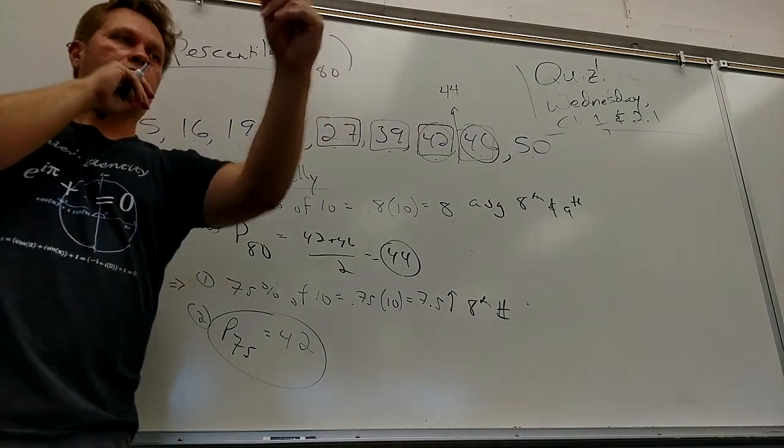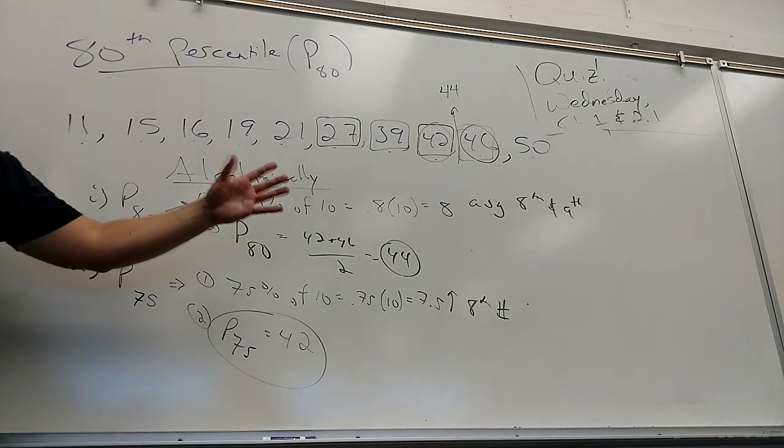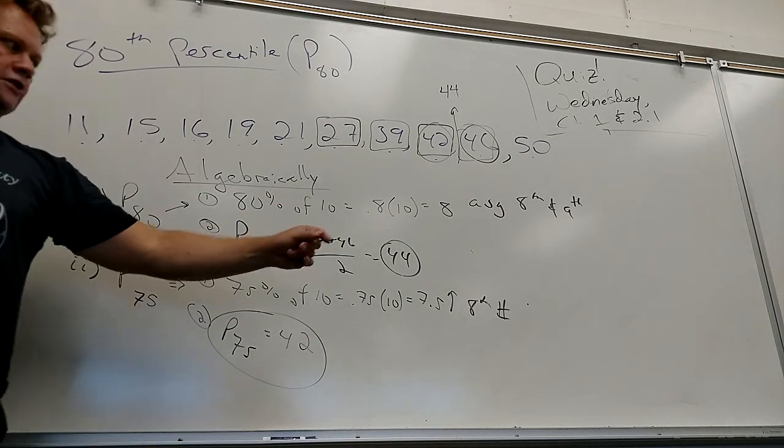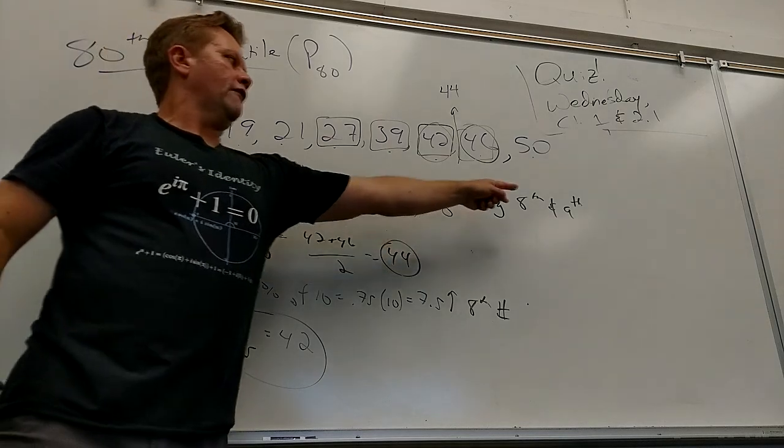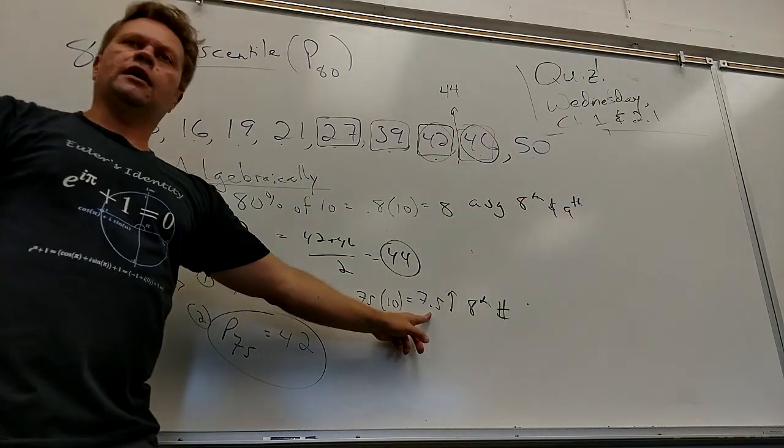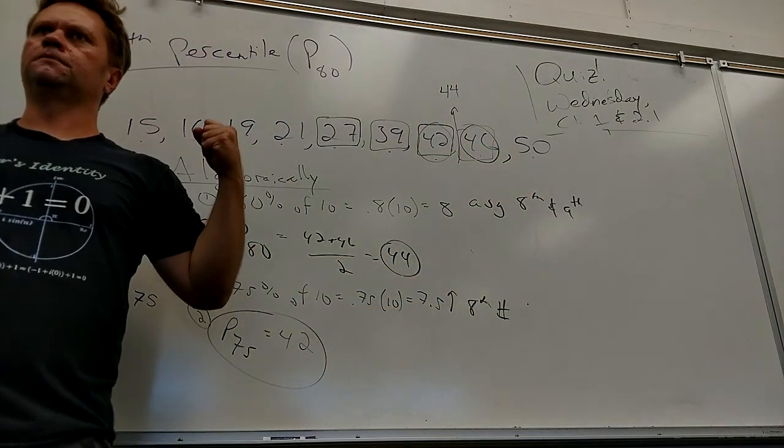That's step 1. Step 2 is a little adjustment we make. What kind of number did I get? If it's a whole number, you average it with the next one. Anything else, you round up and take that one.